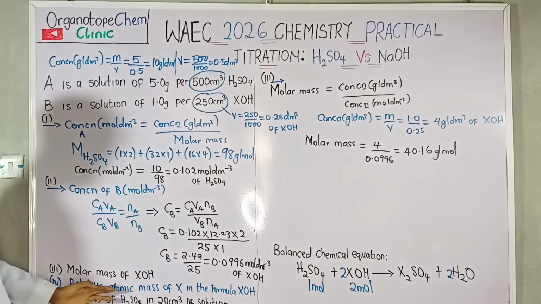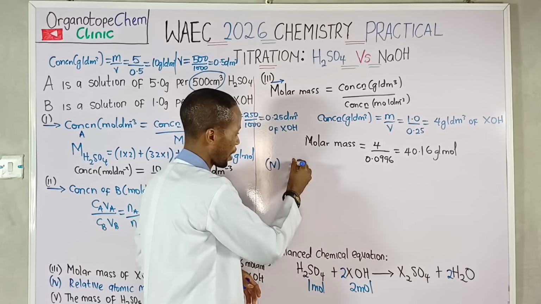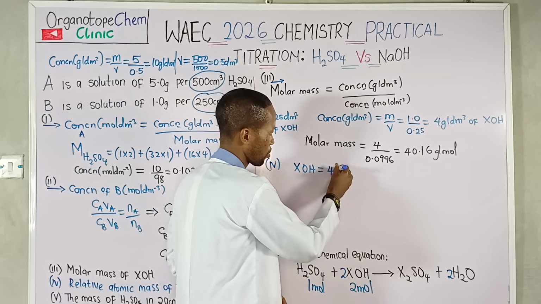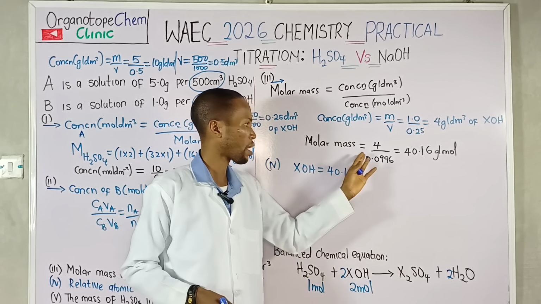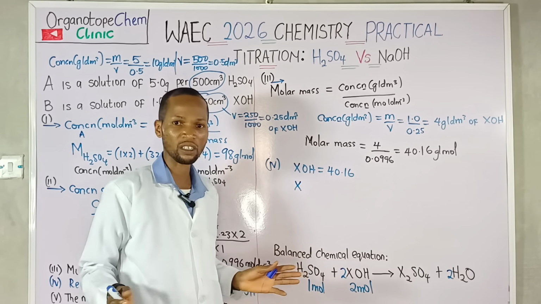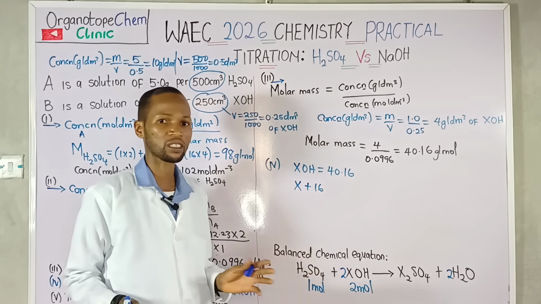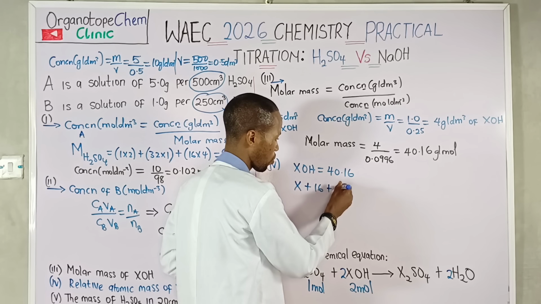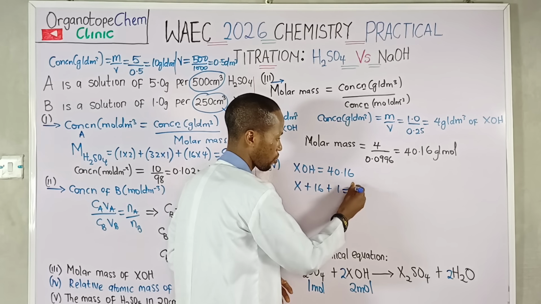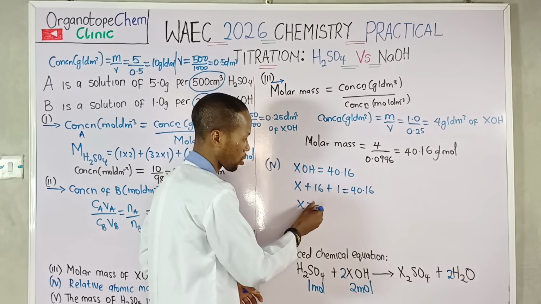We're told to find the relative atomic mass of X in the formula XOH. XOH equals 40.16. That is the molar mass of XOH. Atom X is unknown, but oxygen has the atomic mass of 16. So we have plus 16. And hydrogen has the atomic mass of 1. So we have plus 1. Okay? So when we have X plus 16 plus 1 equals 40.16.